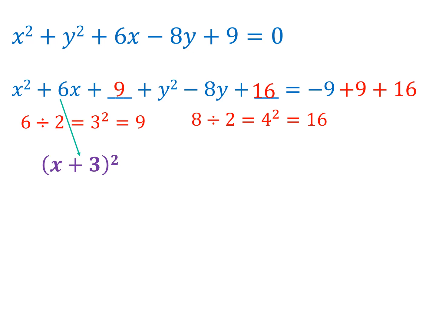Next, for the y, we're going to have a y and then half of negative 8, which is negative 4, and then put a square. So if you're going to expand or multiply y minus 4 by itself, it will go back to y squared minus 8y plus 16. And then combine the right side. So the right side is negative 9 plus 9 plus 16. So we have negative 9 and 9 is 0, so you can cancel it. And what's left is 16. So this is the standard form of this circle.